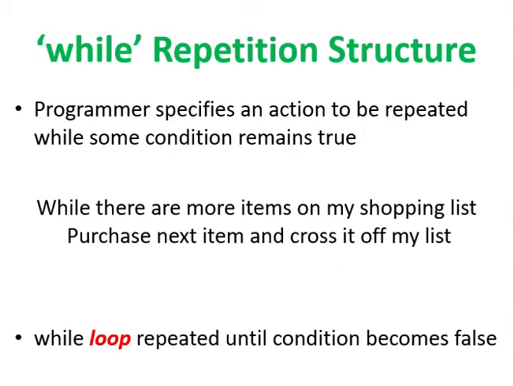Okay, the next control statement is the repetition structure, which includes while and do-while, as we discussed earlier. The programmer specifies an action to be repeated while some condition remains true. While there are more items on my shopping list, purchase the next item and cross it off my list. The while loop repeats until the condition becomes false.